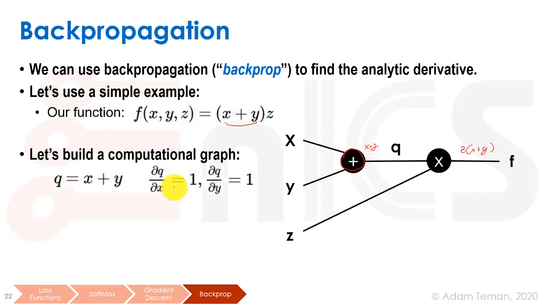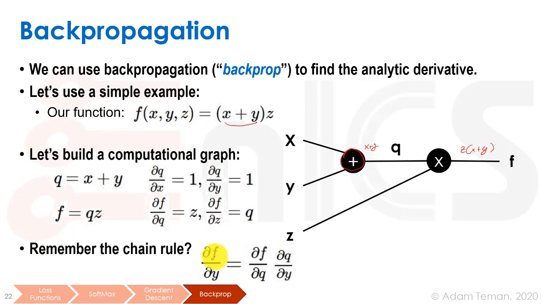So if we do dq by dx, it's 1. And if we do dq by dy, we also get 1. So we know the partial derivative of q with respect to these inputs. Okay, what about f? Well, we know that f is just q times z. We can do df by dq, and if the other one's a constant, it just comes out, and df by dz is q. Now, luckily, we have the chain rule.